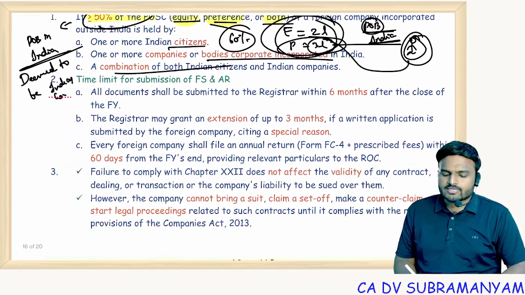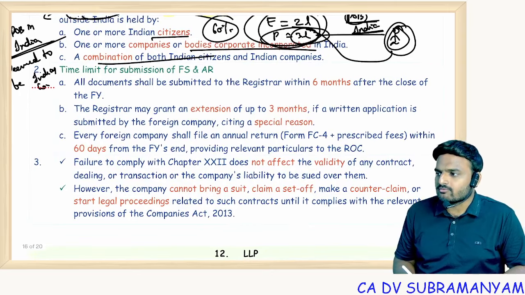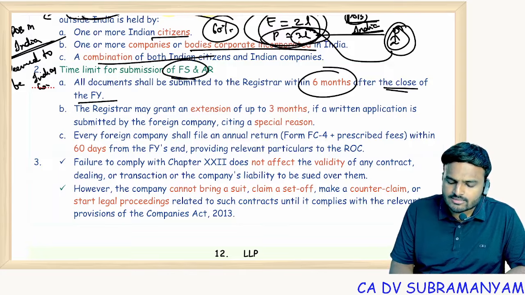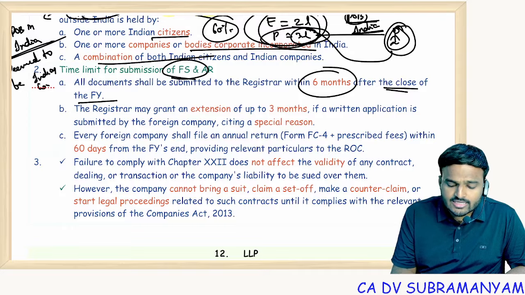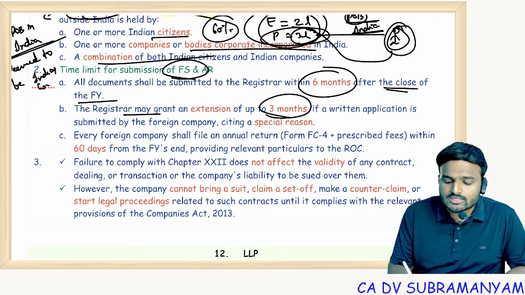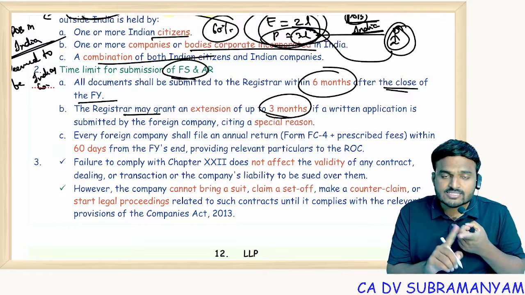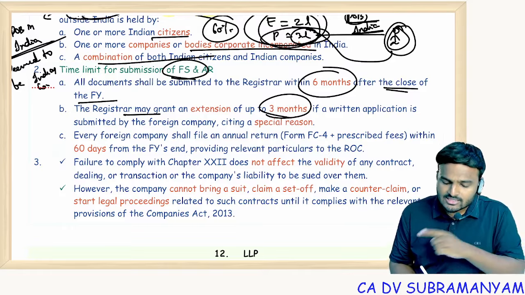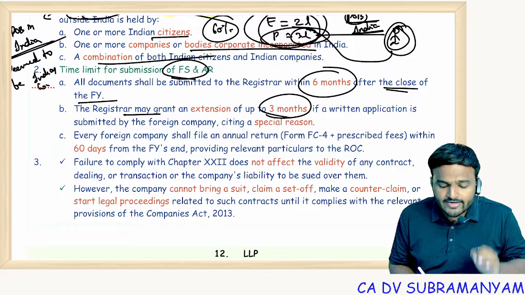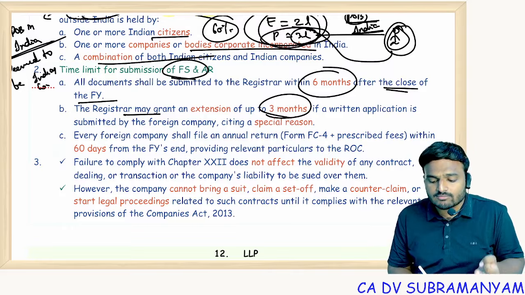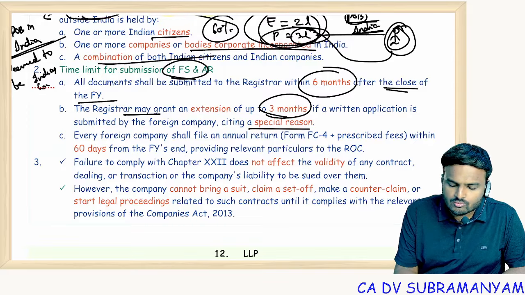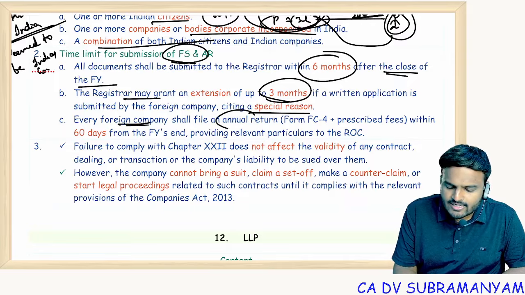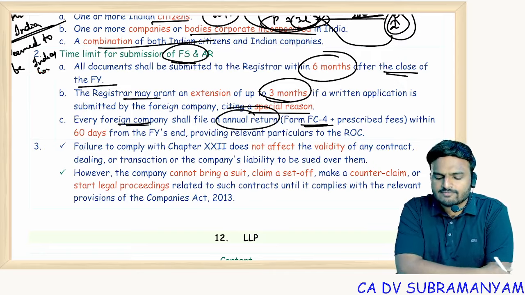Clear? Time limit for submission of financial statements and annual returns. Yes, remember, within 6 months from the closure of financial year, submit financial statements. If you want extra time limit, ROC may grant extension of 3 months. Like AGM, first AGM can't be extended, whereas subsequent AGM can be extended up to 3 months. Similarly here, filing of financial statements, you can get extension of 3 months if you file an application with ROC citing a special reason. Every foreign company shall file annual return in form FC4.